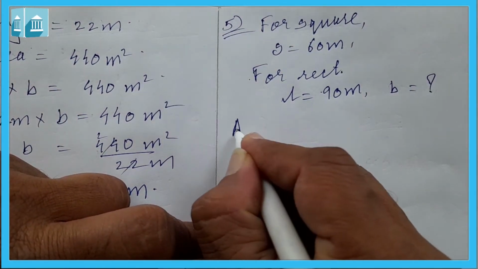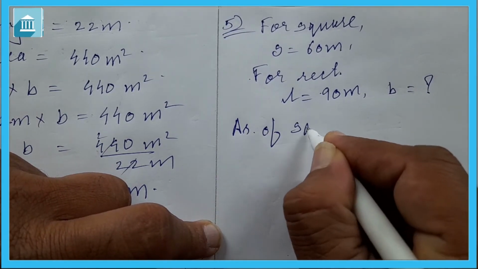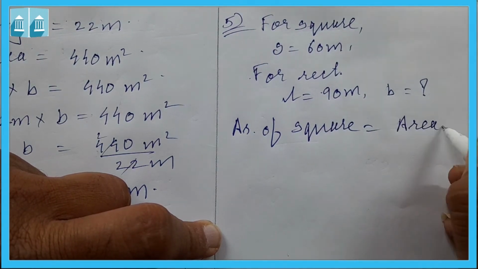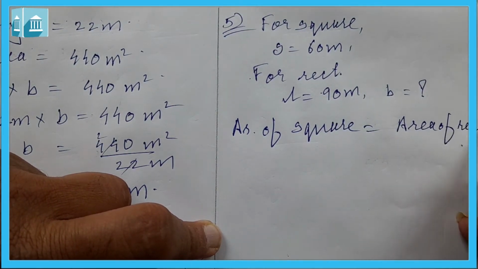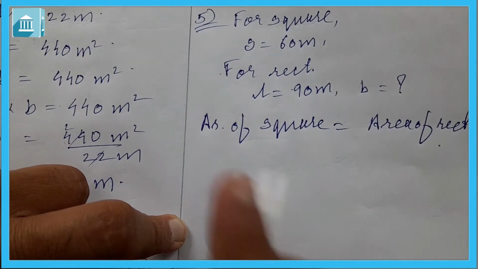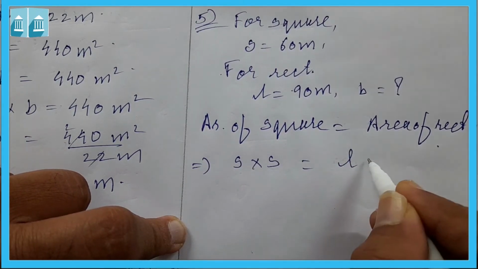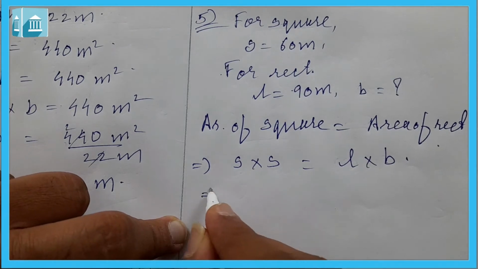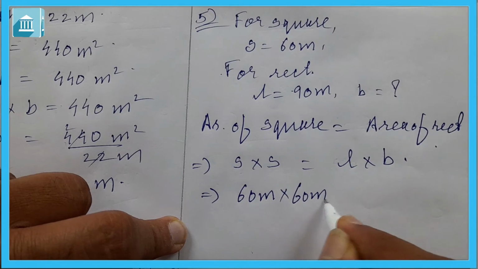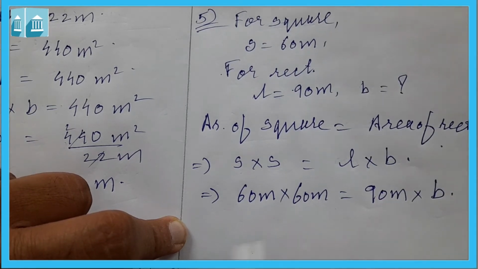Here it is given that the area of the square is equal to the area of the rectangle. This is given in the sum. Now we know that the area of a square is side into side, which is equal to L into B. So side into side means 60 meter into 60 meter is equal to 90 meter into B.